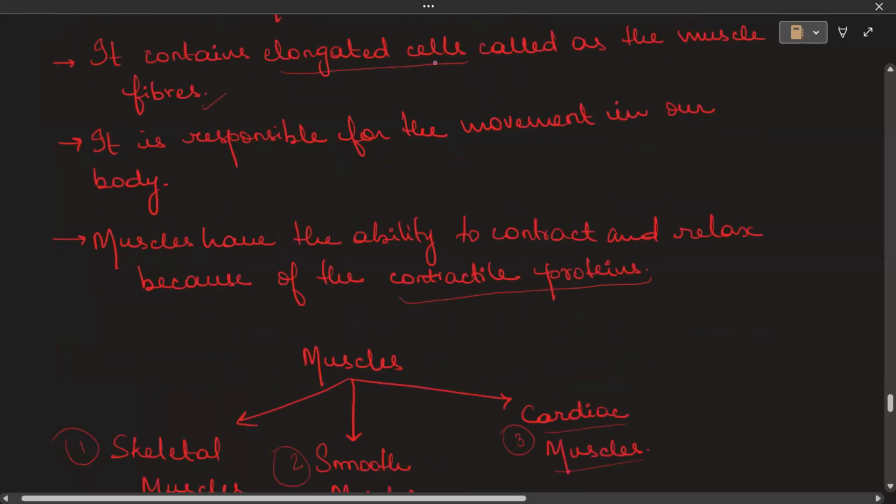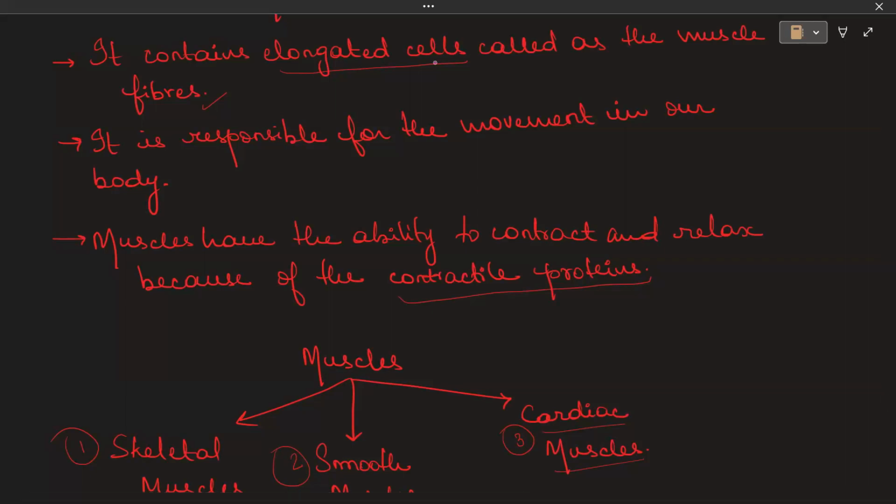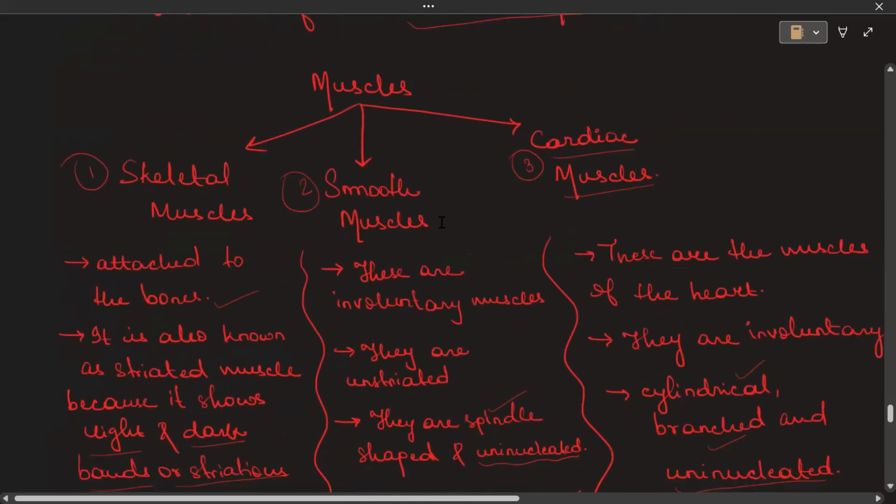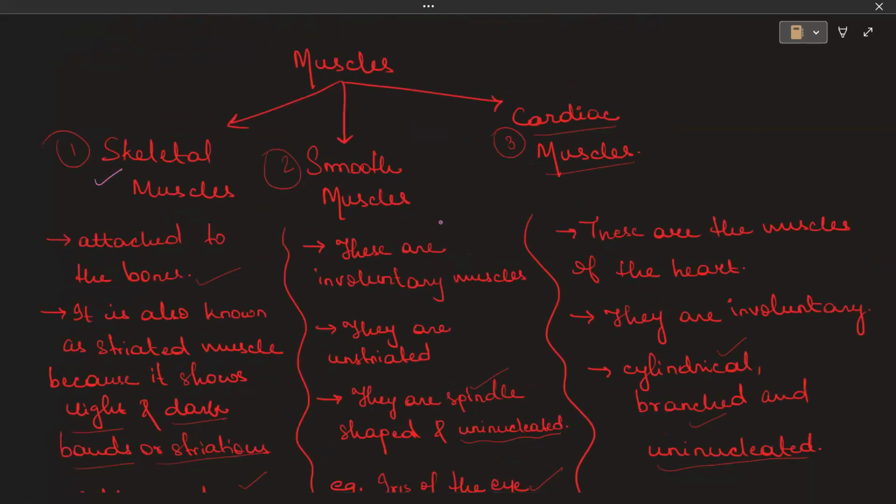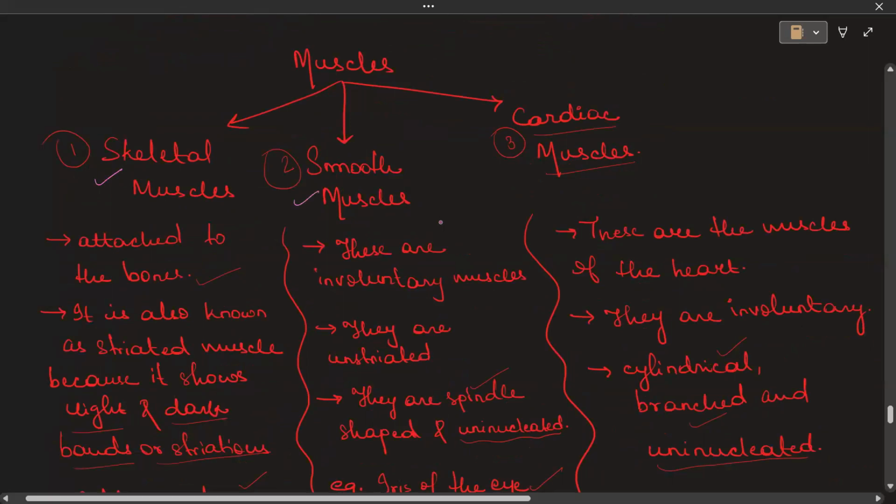Now, muscular tissues have a very special thing about them: they can contract and relax because of the presence of a contractile protein. This is a very special thing about the muscles. Now, in our body, there are three types of muscles. The first one is skeletal muscles, then there is smooth muscles, and then we have cardiac.